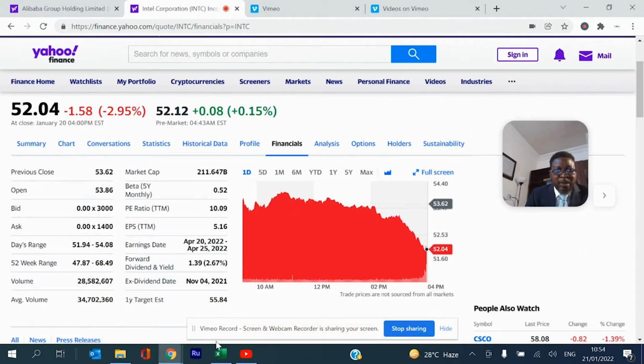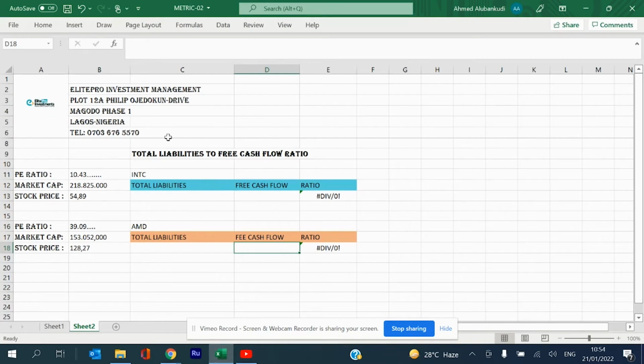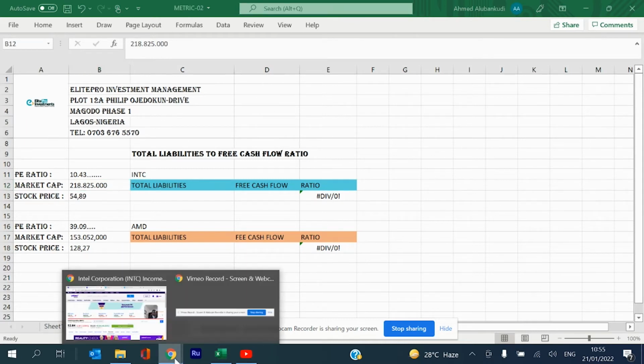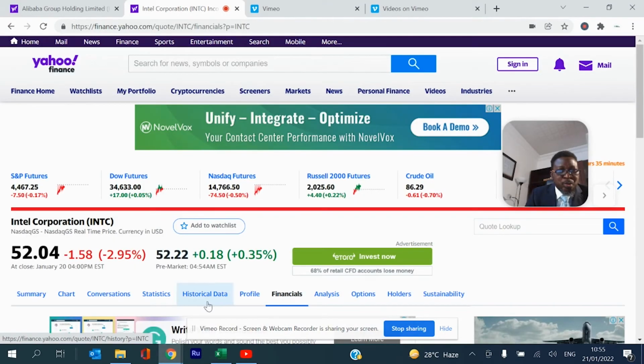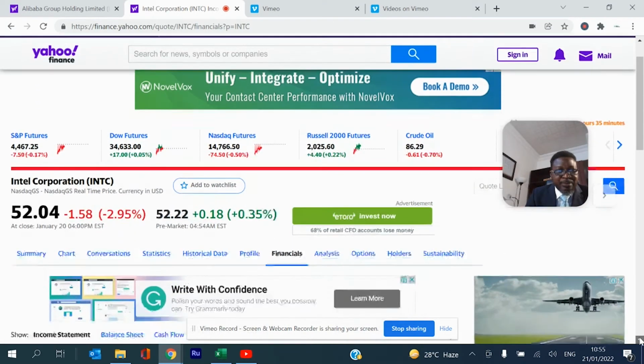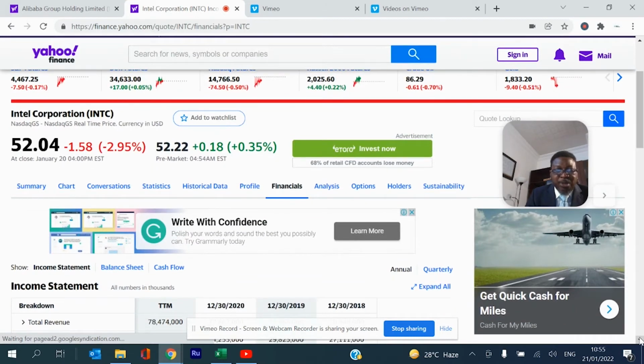While I do that, let me pull up the Excel sheet. So this is the Excel sheet. You can see here the PE ratio for Intel is stated as approximately 10.4. The market cap as at when I put it here is 218, but what we have seen is 211. The market cap is 211. Okay, I'll put the information back.